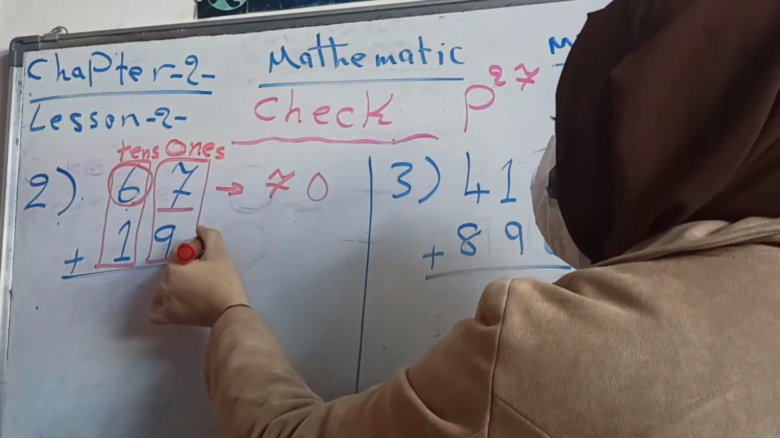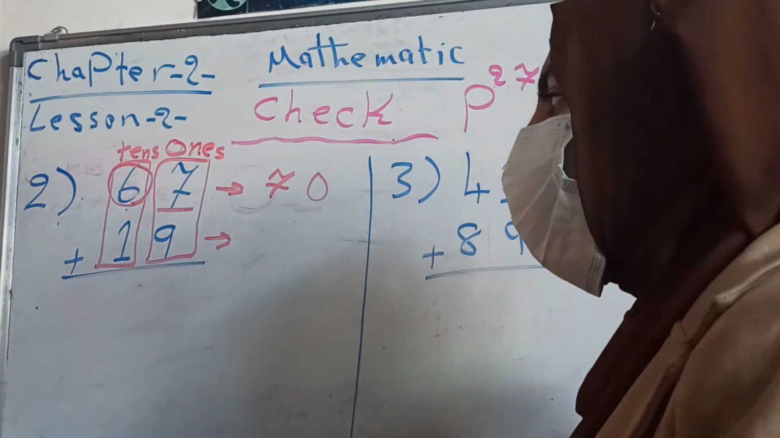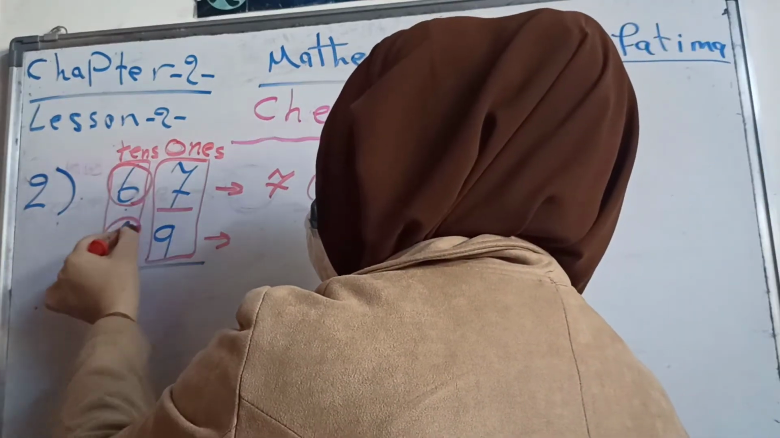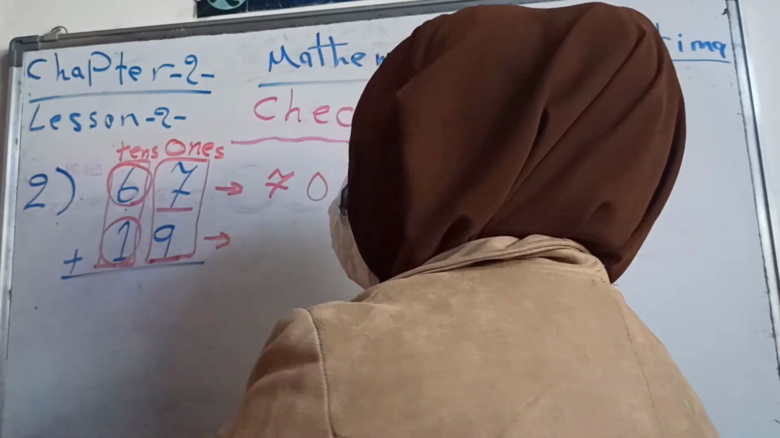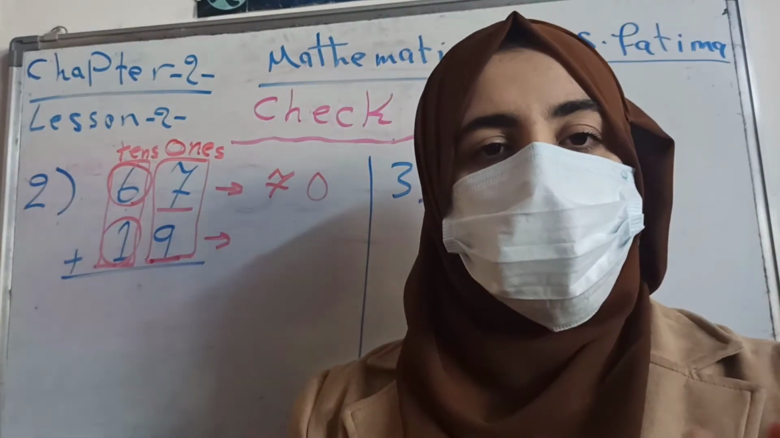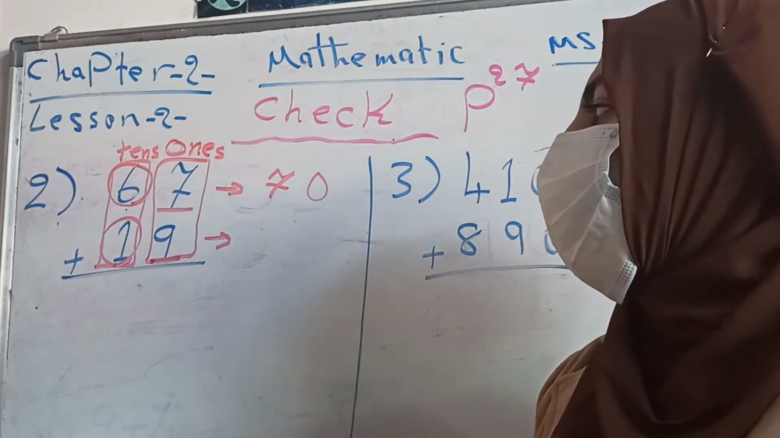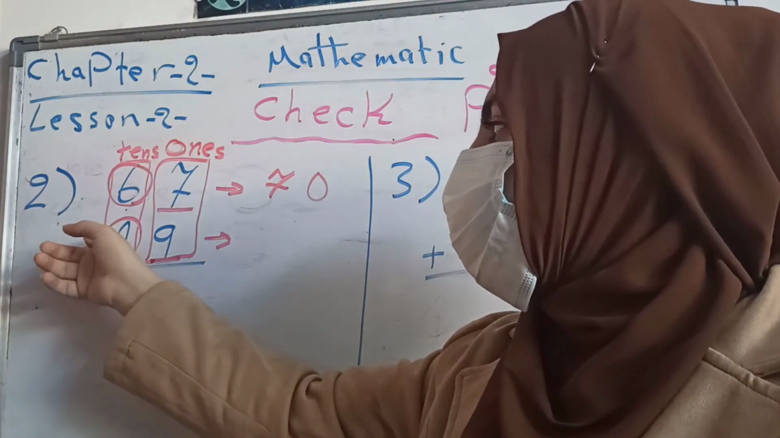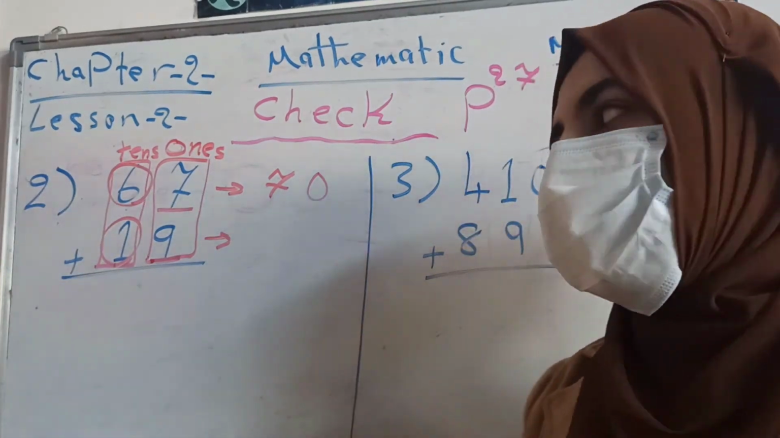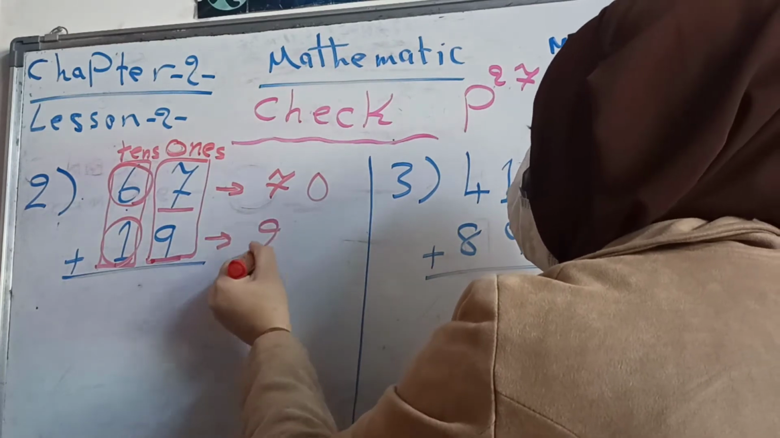Now we get to round the second number. We have 1 in tens and 9 in ones. 9 is greater than 5 too. Then we add 1 to this one. Then it rounds to 20.